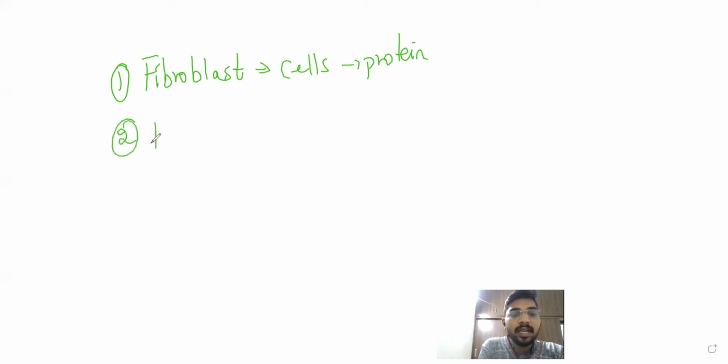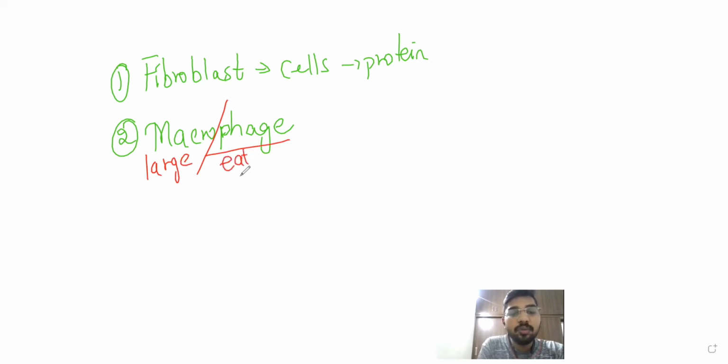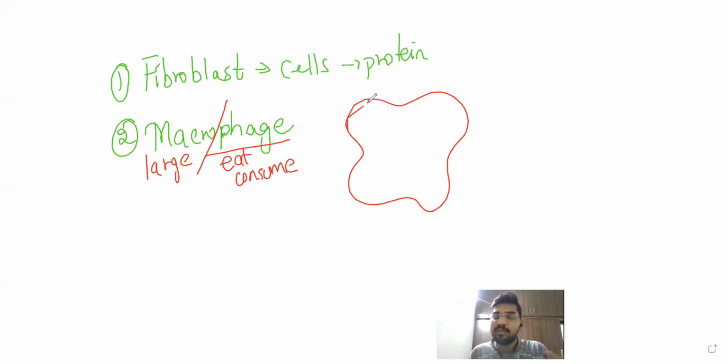The second type of cell is called the macrophage. Now, what do you mean by macrophage? Let me split the word for you. Macro means large or big, we all know. Phage means to eat or to consume. These macrophages are large amoeboid shaped cells. Amoeboid means they do not have a particular shape; the shape varies and they are large. So macrophages are large amoeboid shaped cells present in the connective tissue.